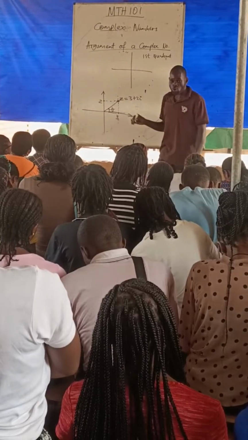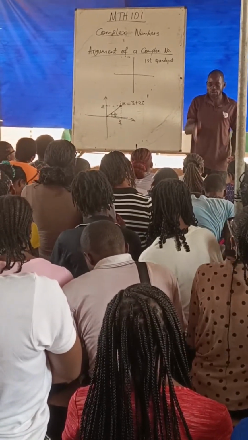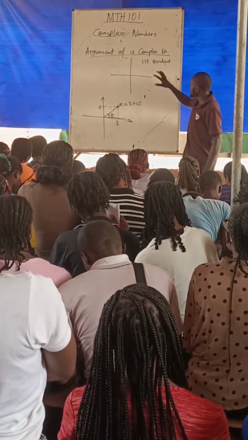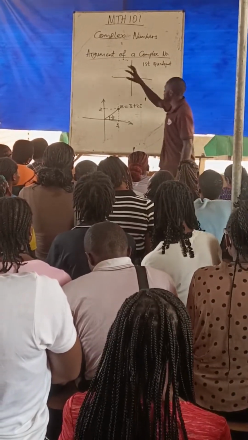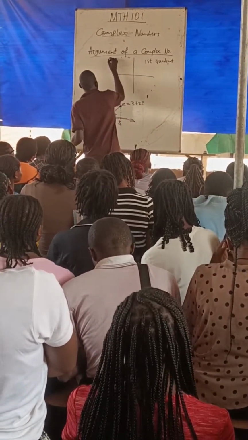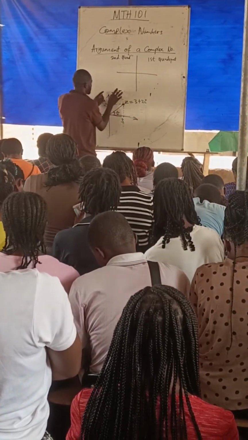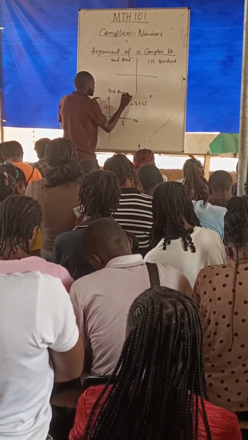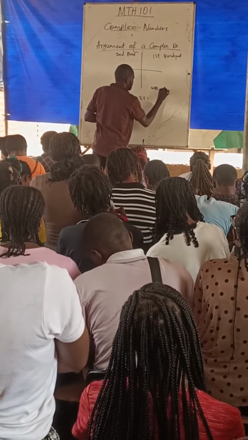It's important to know the coordinate system. Anytime you draw the y-axis and the x-axis, you have created 4 chambers. This first place is where you call the first quadrant. This place is the second quadrant. Then this is the third quadrant. This place becomes the 4th quadrant.